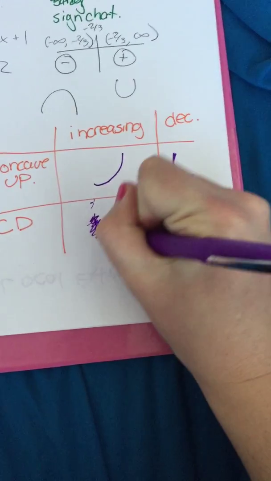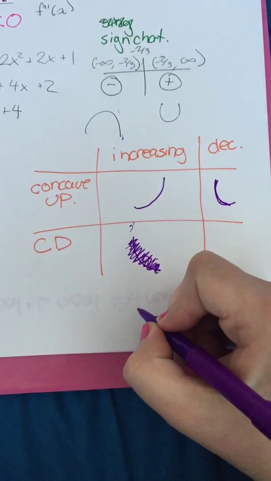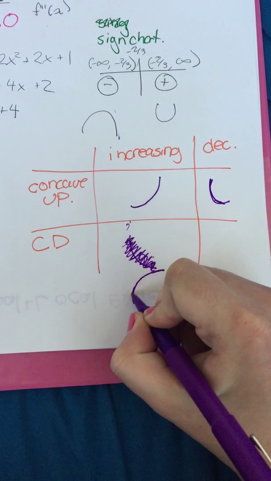And then if we look at concave down, and we want to be increasing, so here we're going up, up, up, so we're increasing, so it's going to look like this.